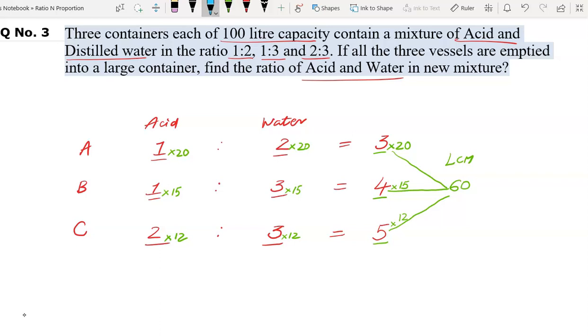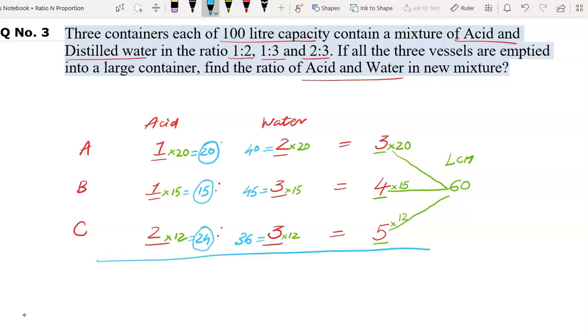Now 1 20s are 20, 2 into 20 is how much? 40. 1 15 is 15, 3 15s are 45. 2 12s are 24, 3 12s are 36. So in vessel A, acid is 20, vessel B, acid is 15, vessel C, acid is how much? 24. So if we add acid, how much will we get? 20, 35, 59.